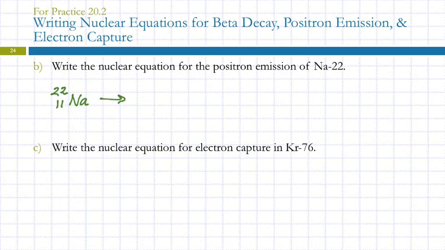So what's a positron? It's the anti-electron. So the symbol is like the electron, except instead of -1, it's +1. So then our mass number is the same, and the atomic number goes down to 10, and that's neon. So sodium turns into neon. It's very strange.